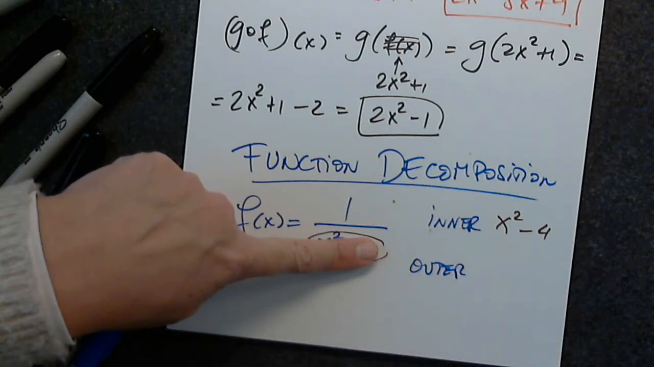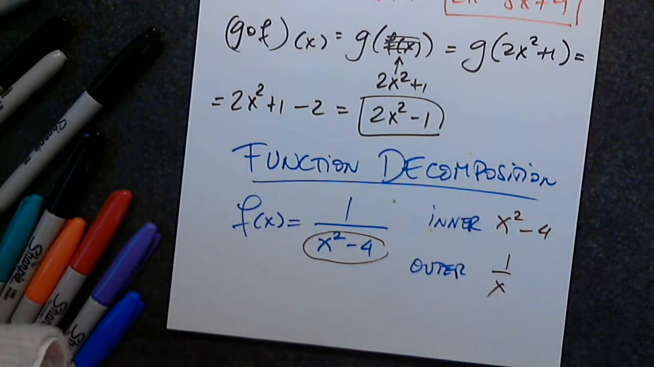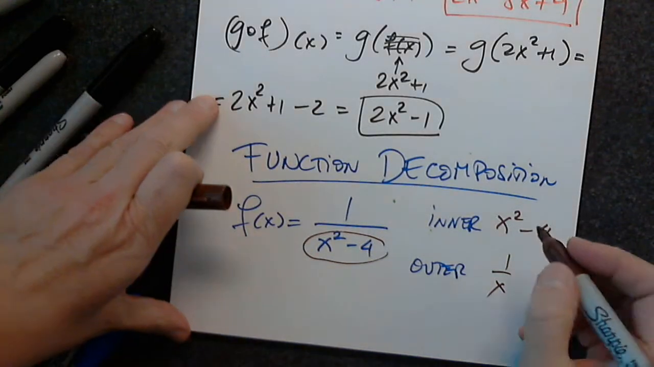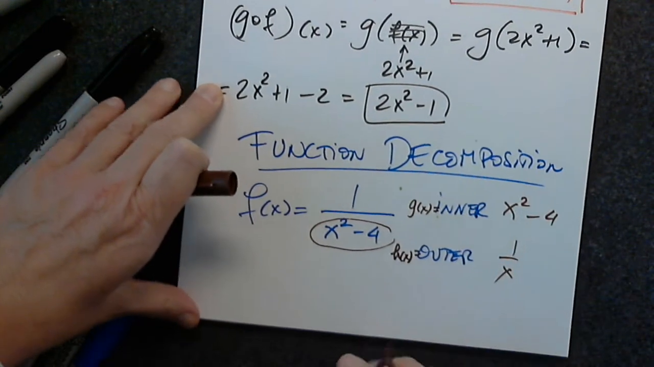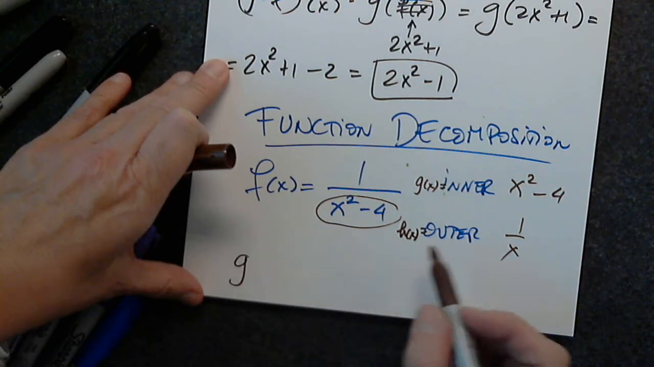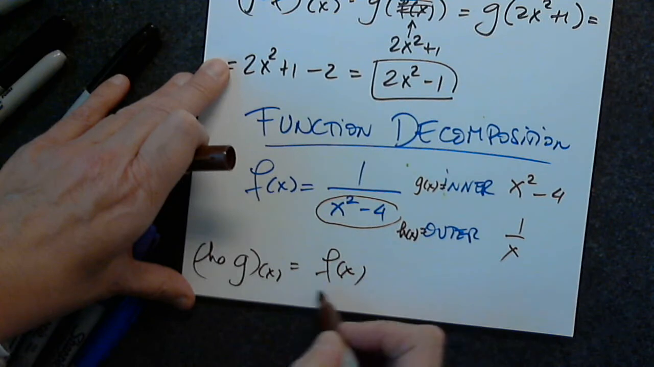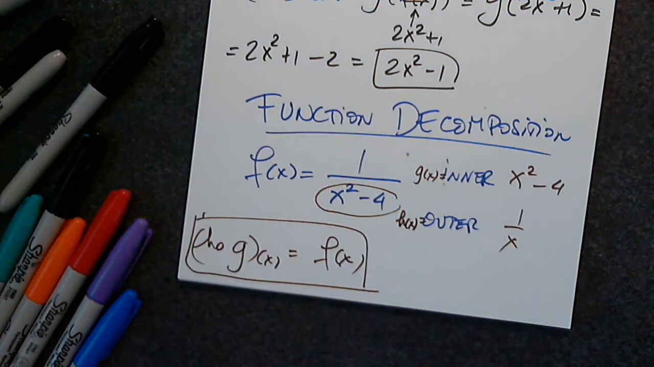There is no function as 1. You mean 1 over x. That's it. So now if you create this, let's say this one is g of x, and this one is h of x. I guarantee you that if you create h comp g of x, you will get f of x. Because the inner function is x squared minus 4, and once you get a number, you apply 1 over x to it.